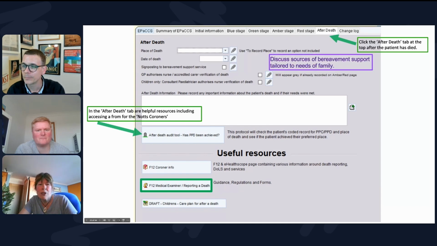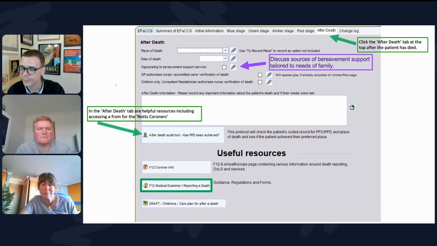So the after death audit tool is useful again as a QI initiative for our CPDs and for registrars or any trainees. Lots and lots of learning with after death analysis. So yeah, it's really useful, and the coroners love it as well, and CQC.